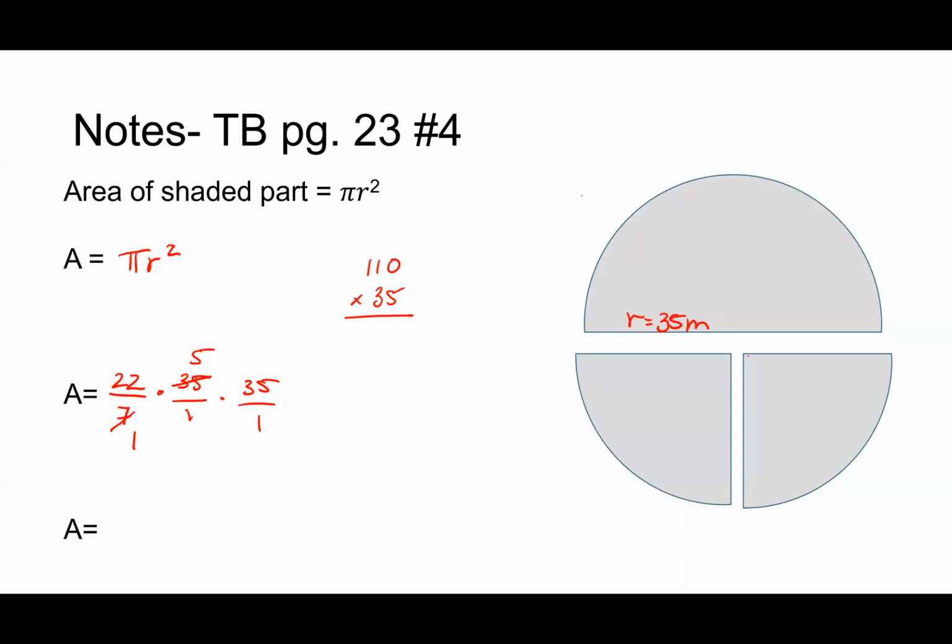Okay, I see lots of hands going up. What is it, Austin? 3850 what? I think it's this one's meters, but yes, good job. Did you say meters? Did you? I don't think so. Okay. All right, good job.